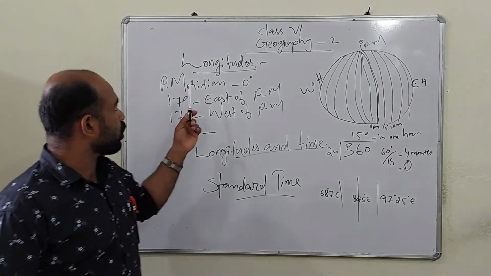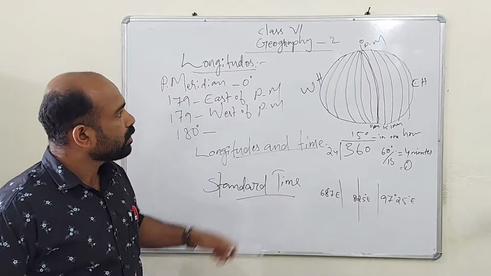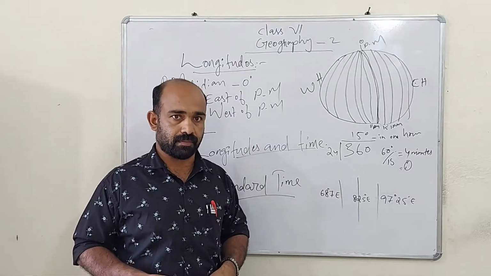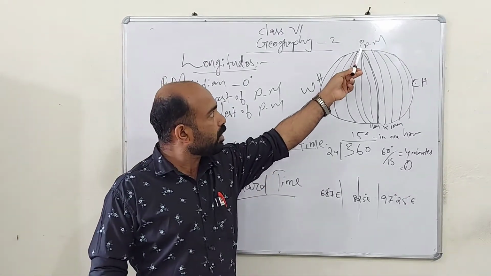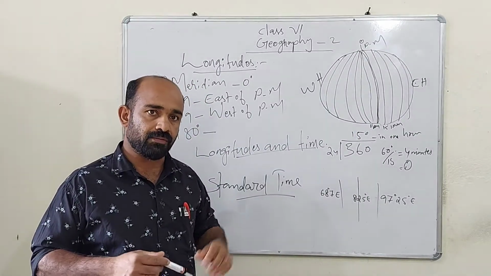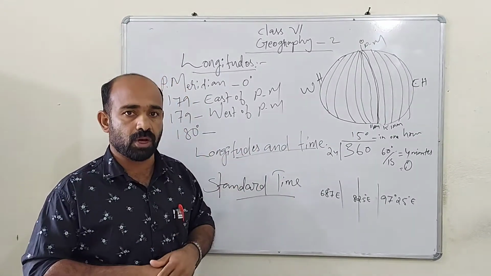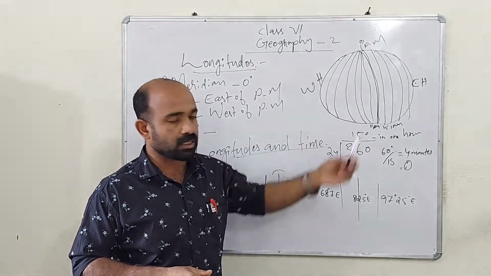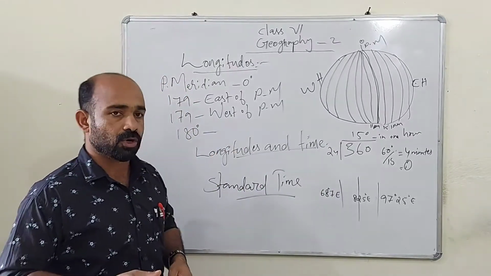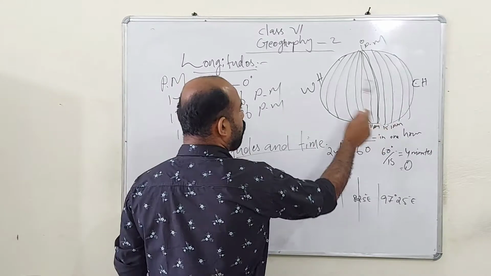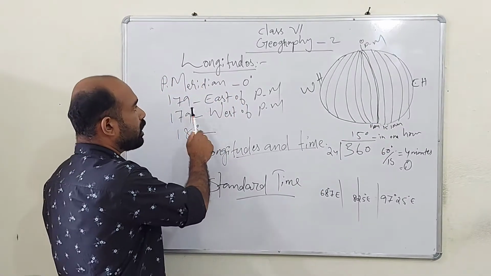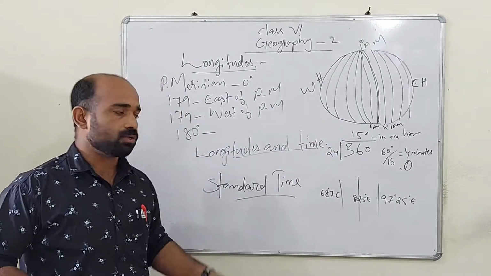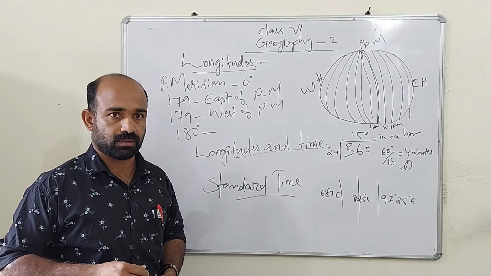Now, let us study the topic of longitudes. Longitudes are semicircles. They are 360 in number. One imaginary vertical longitude divides the earth into two equal halves. That longitude is called the prime meridian, which is passing through the center of the earth, and that is marked with 0 degrees. To the eastern side of the prime meridian, there are 179 longitudes. To the western side of the prime meridian also, there are 179 longitudes.